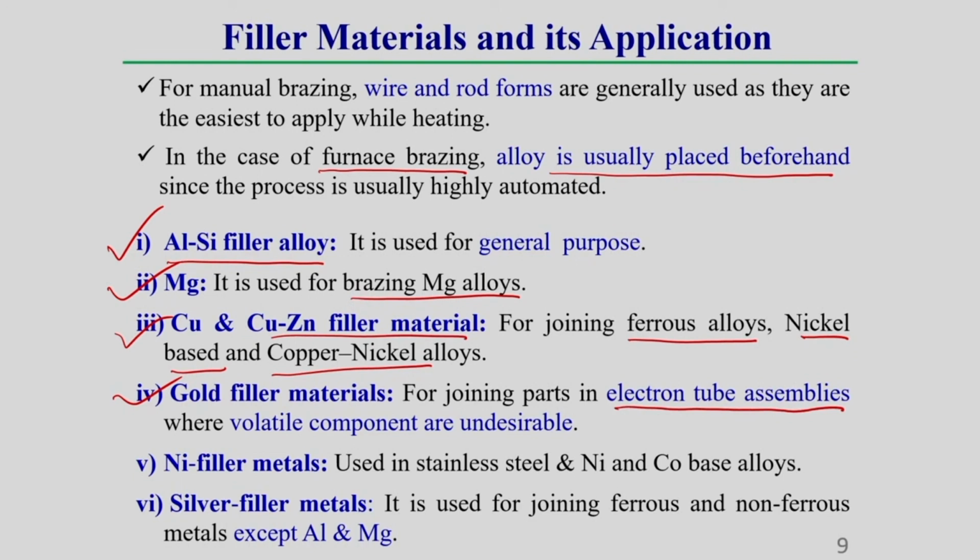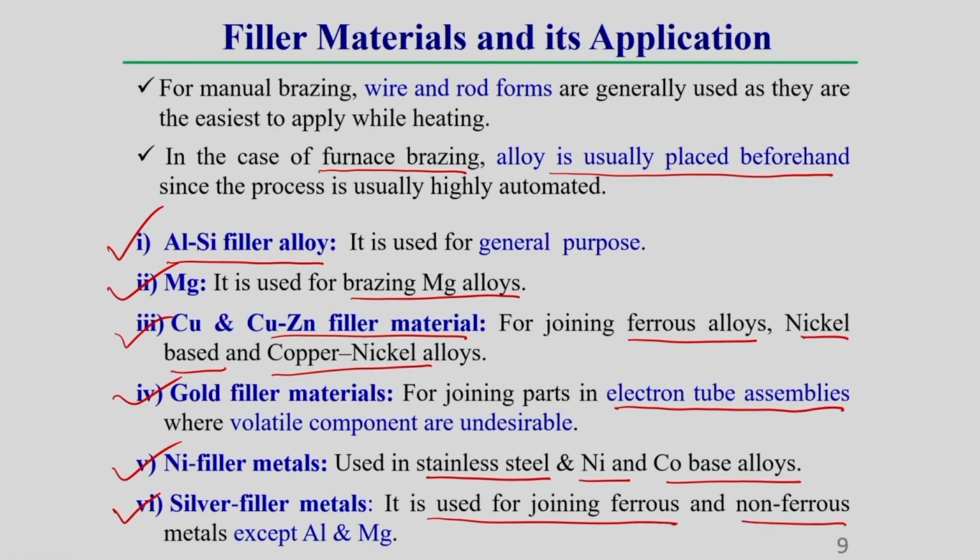In electron tube assembly, one very important thing you should keep in mind is that volatile components are generally undesirable. So, that is why in case of electron tube assembly, gold types of filler wire are commonly used. Another one is called nickel based filler wire. It is used for stainless steel, nickel and cobalt based alloy. Another one is called silver filler wire. It is also used for joining ferrous as well as non-ferrous material.